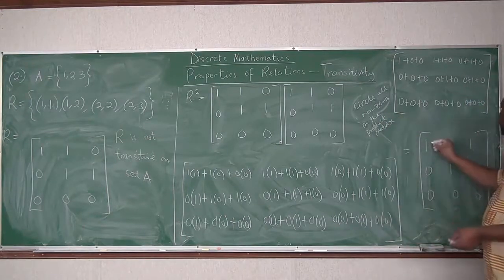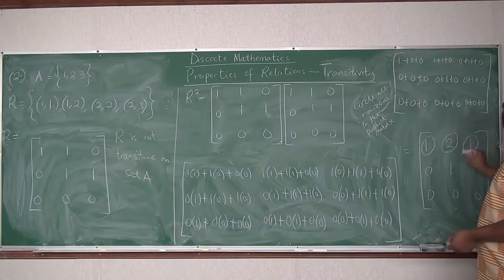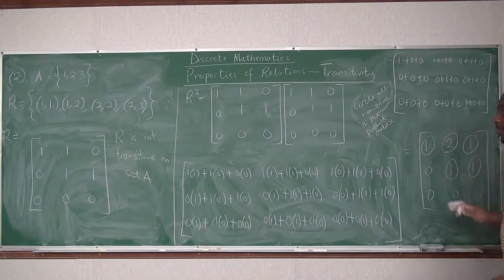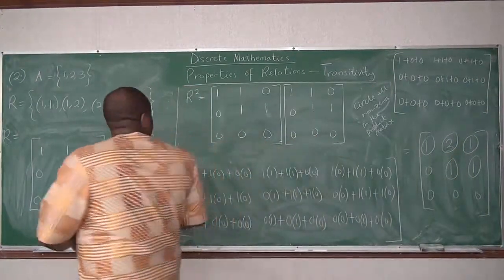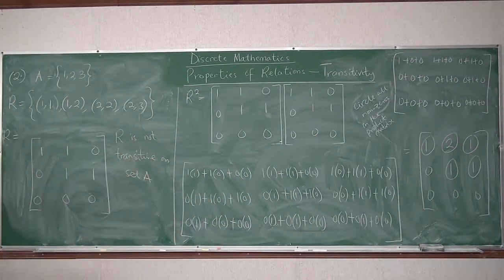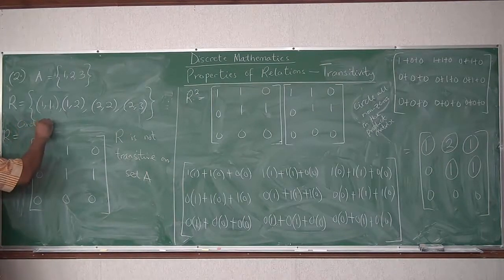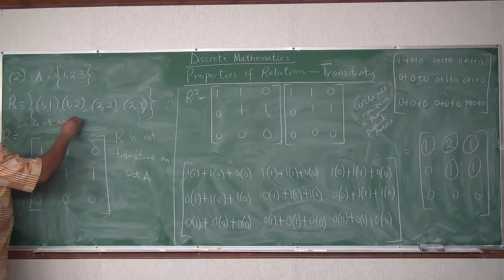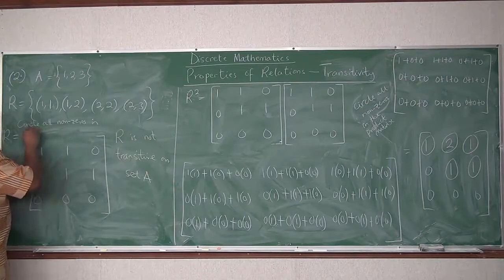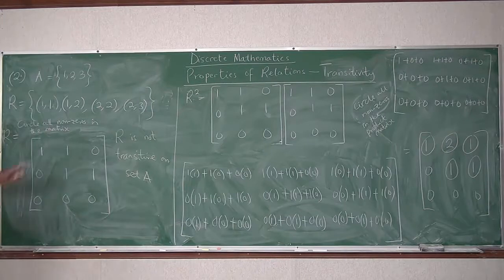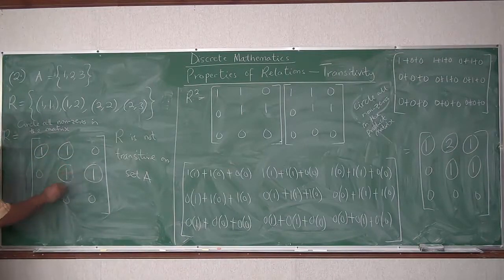So I'm going to circle this. Look at their position, right? Then I'm going to come here also. Circle all non-zeros in the matrix. Circle all non-zeros in the matrix. So I'll circle this, circle this, circle this, circle this.